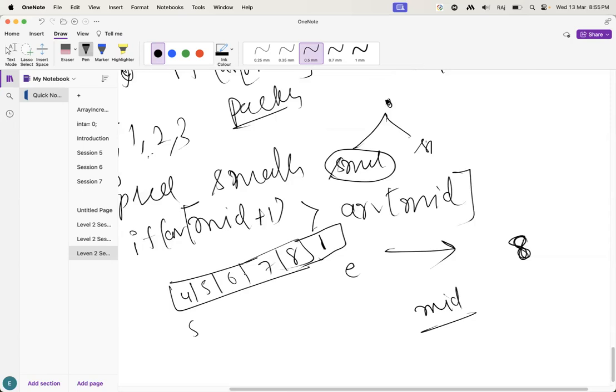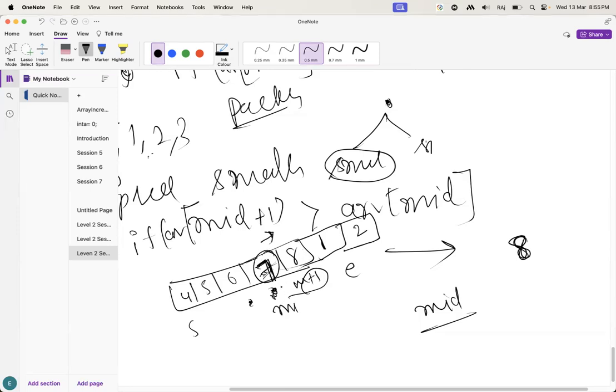The mid value will be this one. So at that time the mid value is 7. Okay. The mid value will be 7 here. Right, guys? 7. You can clearly see the adjacent element after the mid element. This is the mid one. This is the mid plus 1. Mid plus 1 is greater than the mid value. Right, guys?